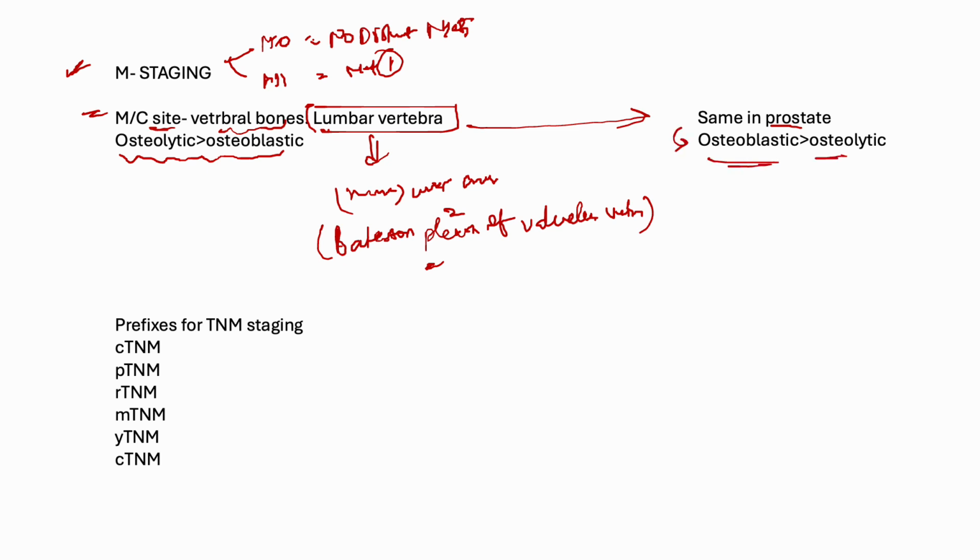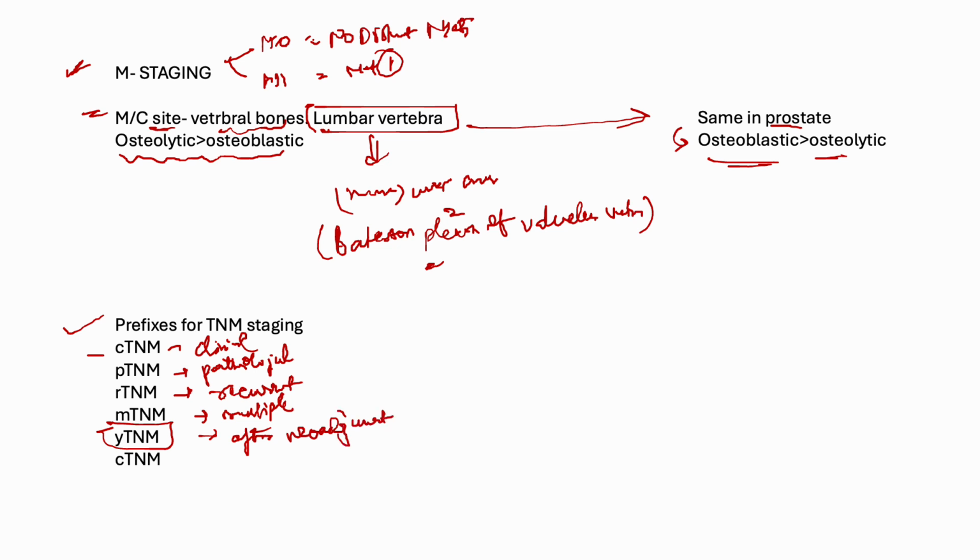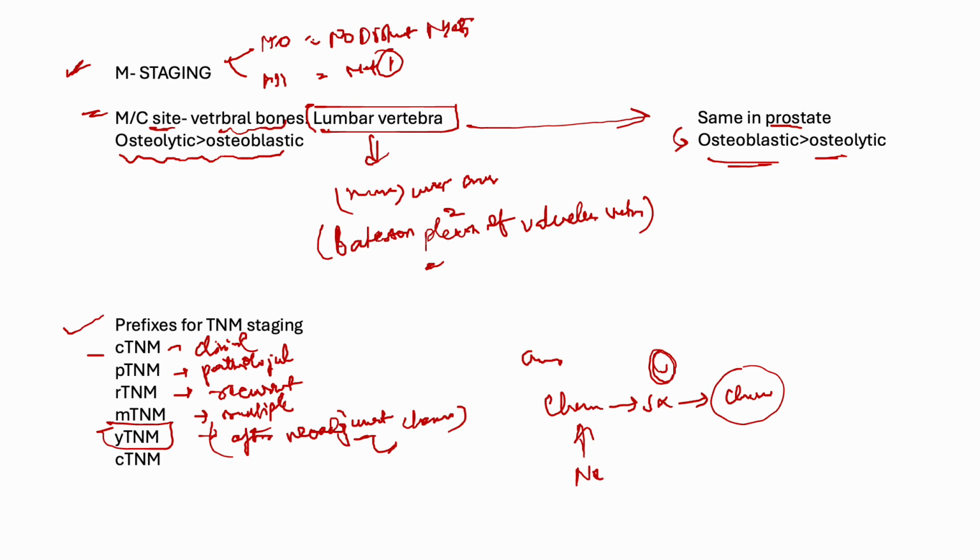Okay, now coming to the TNM staging, there can be a few prefixes. Okay, for example, C stands for clinical, P for pathological, R for recurrent, M for multiple, and Y, an important one. Y is after a neoadjuvant chemo. What is the meaning of neoadjuvant? Anything that is given prior to surgery. Okay, like if you are planning for surgery and you just want to reduce the size of it, you give a chemo, then do a surgery, then again give chemo. So this cycle of chemo is called a neoadjuvant chemo.